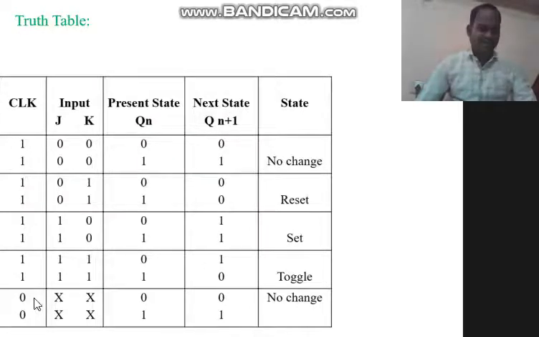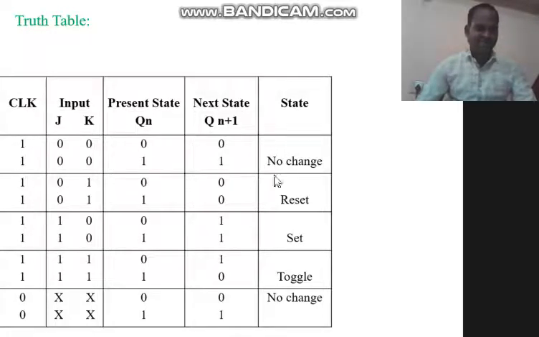Here also, if the clock pulse is 0, whatever the J value and whatever the K value, present state 0 gives next state 0, and present state 1 gives next state 1. That means if the JK flip-flop has not yet started, whatever the input, the present state is the same as the next state, so that is the no change condition. Next, if the clock pulse is applied, with J value 0 and K value 0, present value 0 gives next value 0, and present value 1 gives next value 1. The condition is the no change condition.